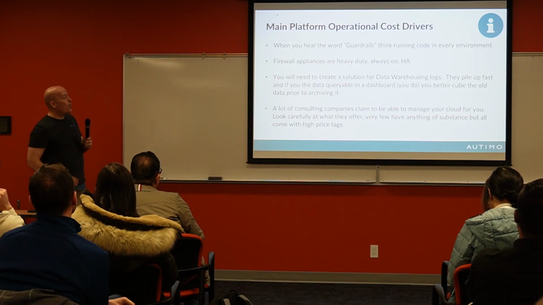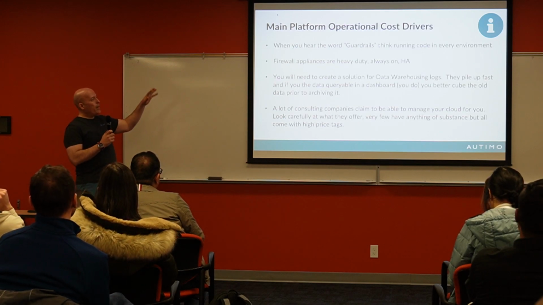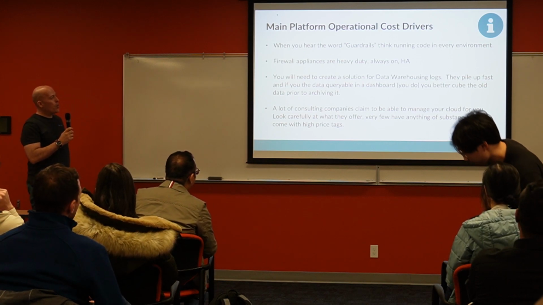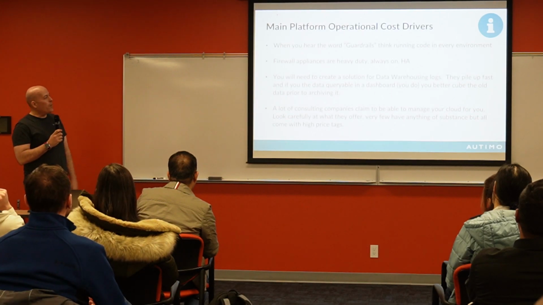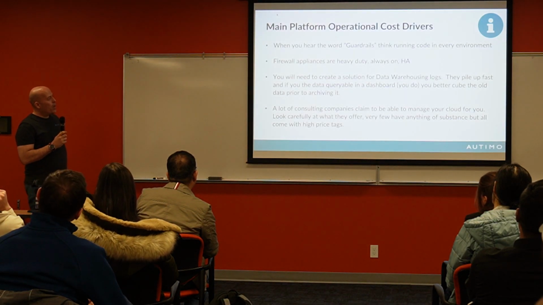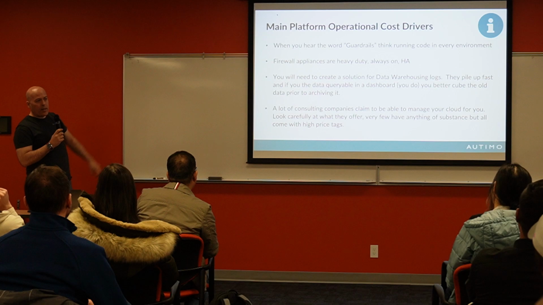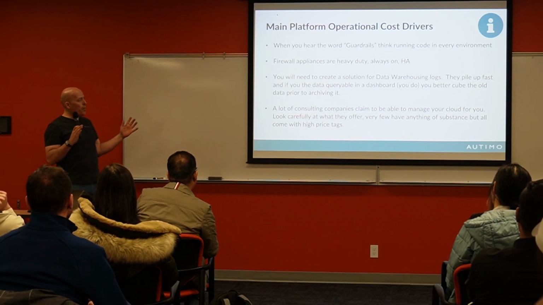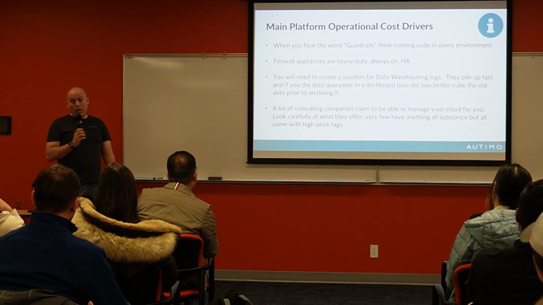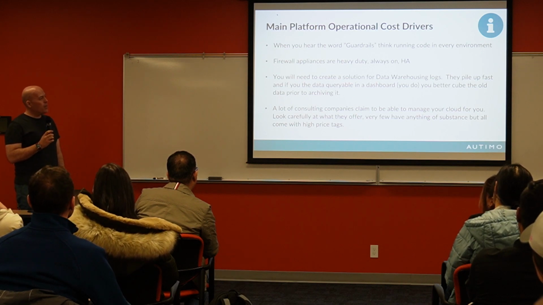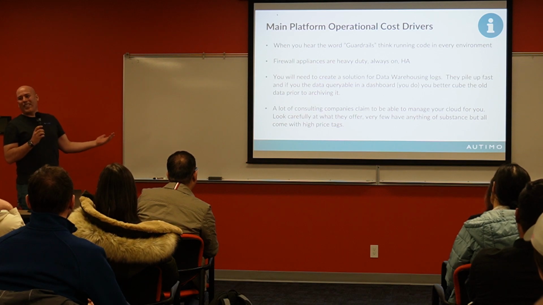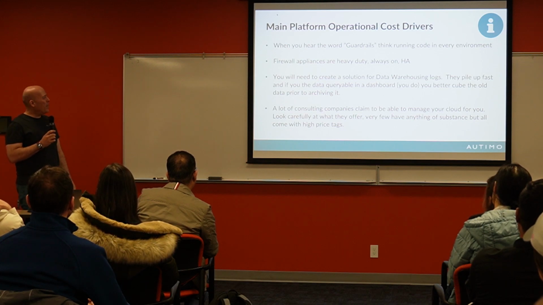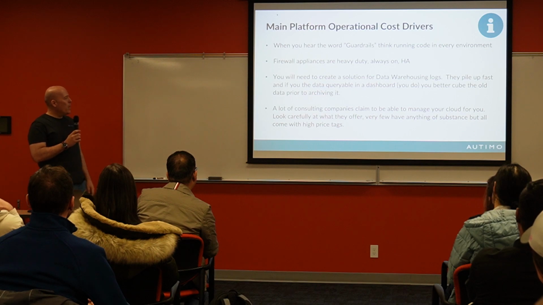When you hear the word guardrails, so we looked at that diagram that had all the guardrails on the environments that we're running. That's running code. So that's a big driver of the expense. The firewall appliances in a deployment like this are very heavy duty. They're highly available, so there's multiple copies of them. You need to keep multiple copies of them on, because if you down tune them to single copy, your high availability doesn't work anymore, right? You've got to keep that code hot as well.